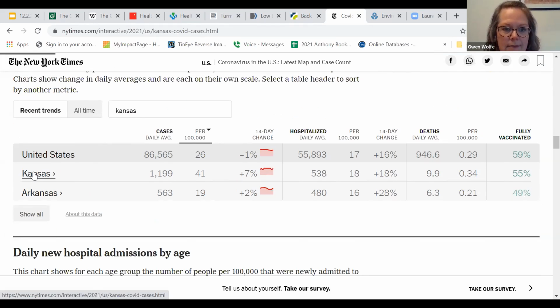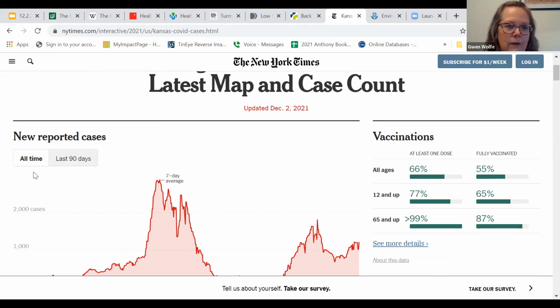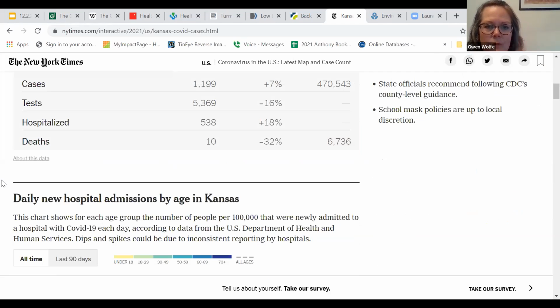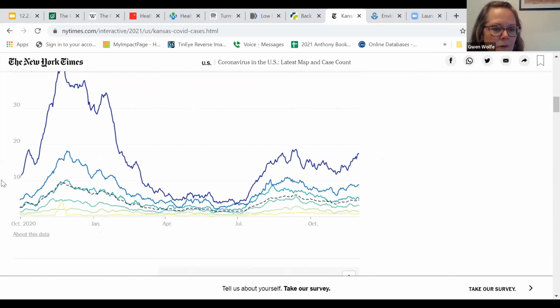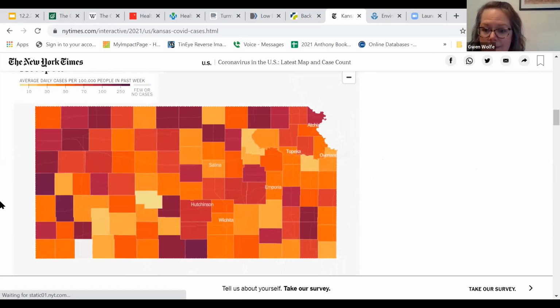Let's click on Kansas. And it gave me the overview of Kansas cases. And so it'll show all those same numbers, the cases, the tests, hospitalizations, and deaths for Kansas. I scroll down a little bit further. It shows me a really nice visual of where the hot spots are for COVID.